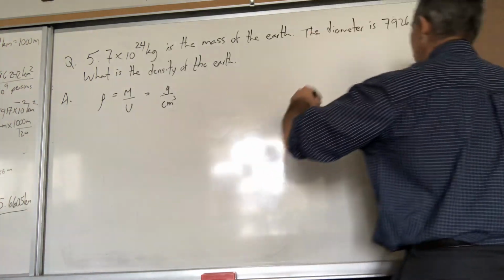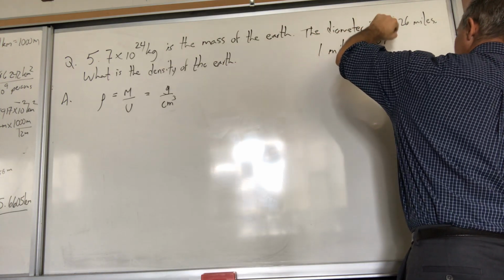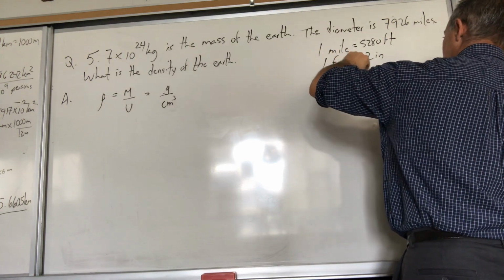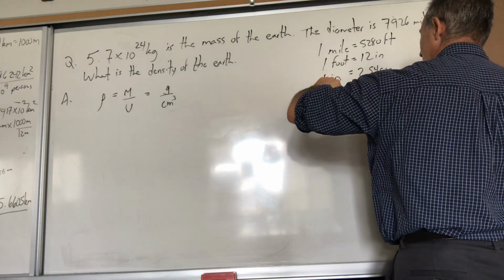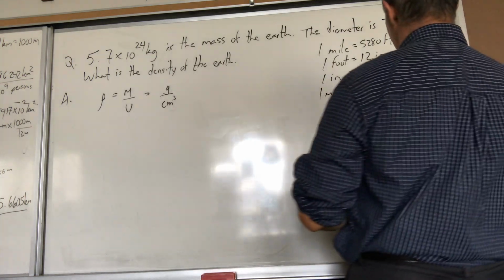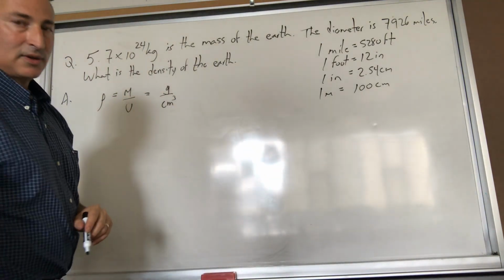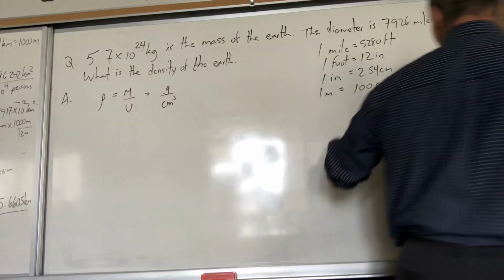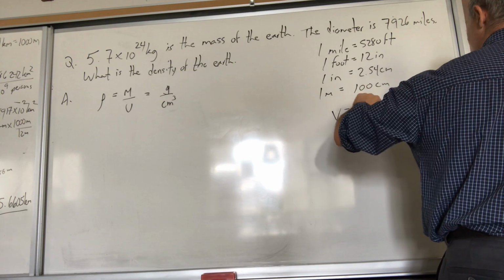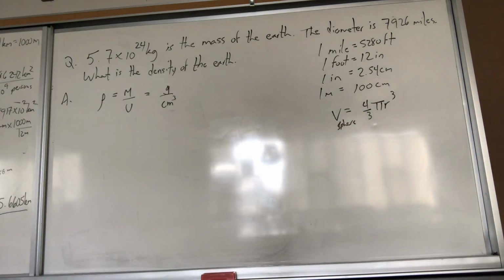So we're just going to write down the conversion factors we're going to need. 1 mile is equal to 5,280 feet. 1 foot is equal to 12 inches. 1 inch equals 2.54 centimeters. And 1 meter equals 100 centimeters. And I think we have enough there to do what we need to do. So let's start by finding the radius of the Earth, and then we'll plug it into our formula, recalling that the volume of any sphere is given by 4 over 3 pi r cubed, where r is the radius, in whatever unit you choose to use. We're going to use centimeters.